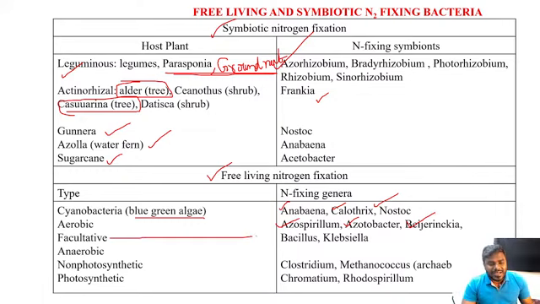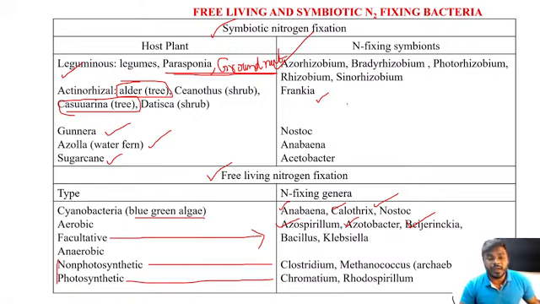Then facultative, we read it very clearly. What do you mean by the facultative? I told you many times. They can grow in the presence of oxygen. They can grow in the absence of oxygen. But my friends, when there is a presence of oxygen, their growth will be double. There will be more growth in the presence of oxygen. But also there is a minimal growth in the absence of oxygen. Please remember Bacillus and Klebsiella. These are all the anaerobic bacteria. Some are non-photosynthetic, some are photosynthetic.